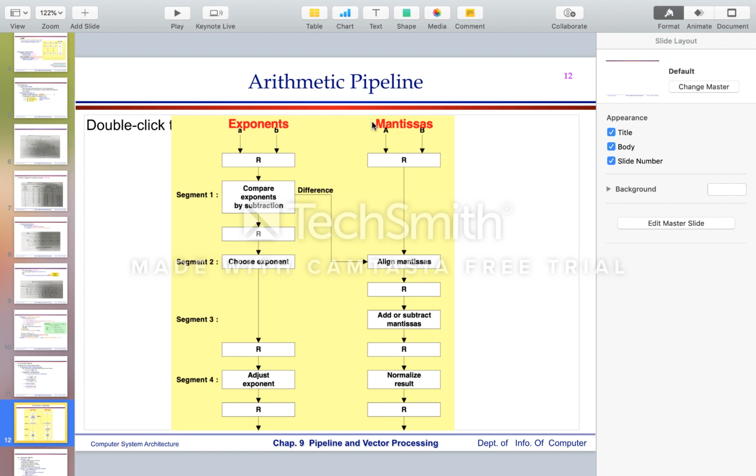For exponent and mantissa we can write them in a separate manner. So segment 1, segment 2, segment 3 and segment 4, how they affect exponents and mantissas, we can see from this diagram. So that is it for today's lecture. In the next lecture you are going to see instruction pipelining.